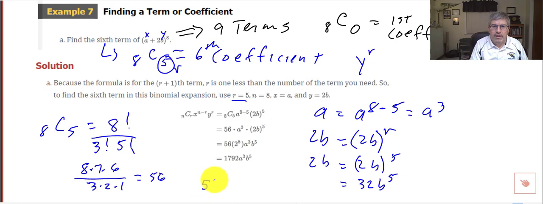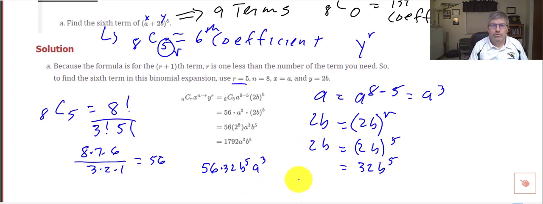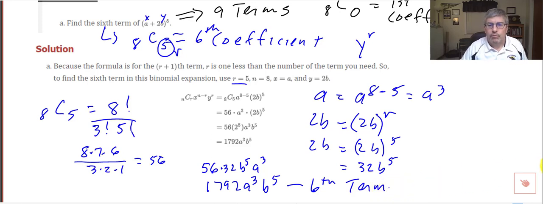So putting this all together, we have 56 times 32b to the fifth times a cubed. And 56 times 32 is 1,792. And we have a cubed, b to the fifth, and this is then the sixth term. So we'll get a little bit more practice with binomial expansions when I see you in class.